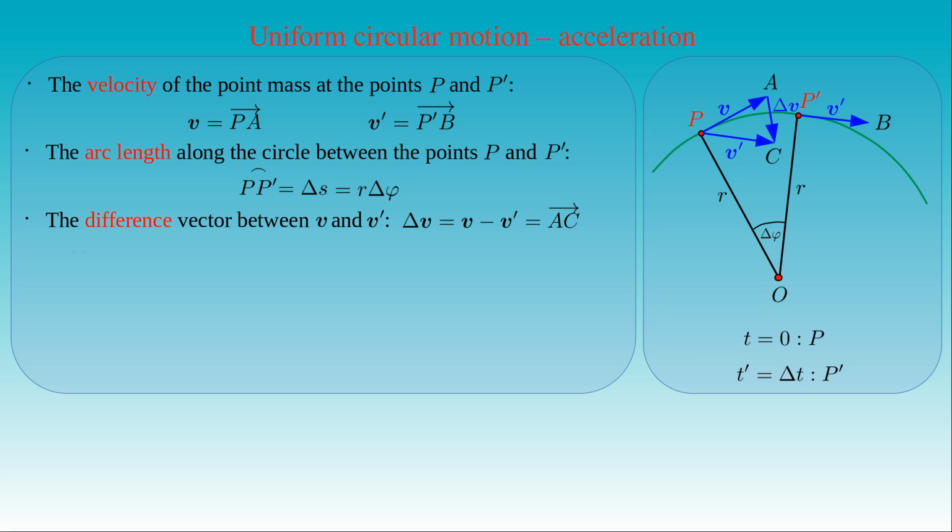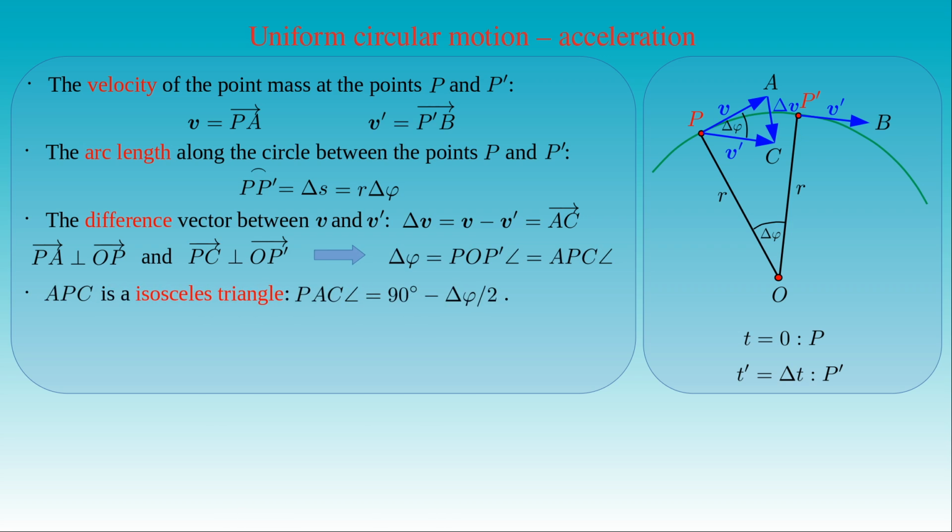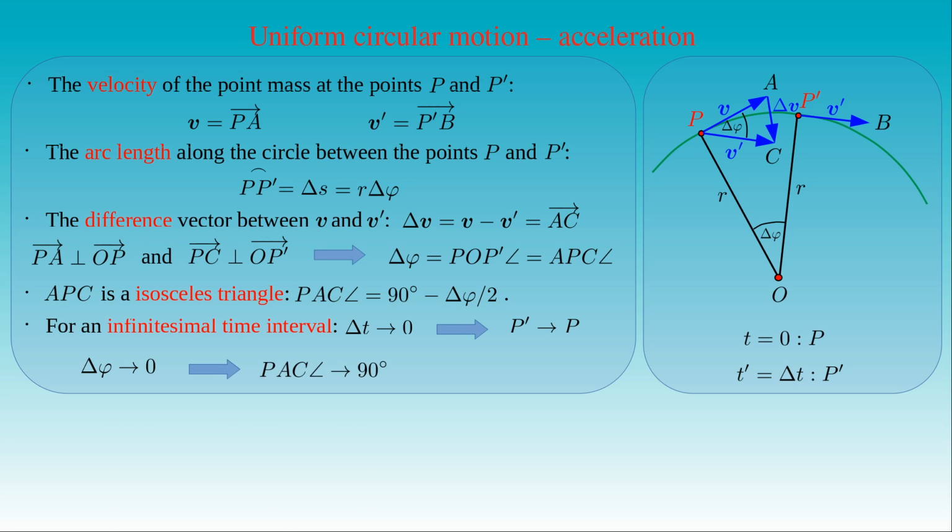Since the vector PA is perpendicular to the vector OP, and the vector PC is perpendicular to the vector OP', the angle APC is equal to the angle POP', which is delta phi. We also see that the triangle APC is an isosceles triangle, and the angle PAC is equal to 90 degrees minus delta phi divided by 2. If we consider an infinitesimal time interval for the motion, that is, if delta t tends to 0, the point P' approaches the point P. As a result, delta phi also tends to 0, the angle PAC approaches the right angle, and the difference vector delta v becomes perpendicular to the vector v.